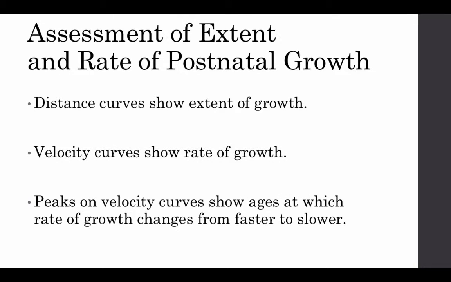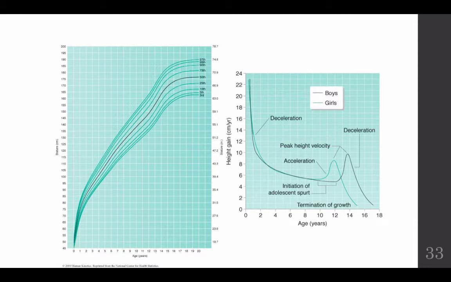When assessing the extent and rate of growth, we have to take into account what each type of graph tells us. Distance curves show us the extent of growth, and velocity curves show us the rate of growth. The peaks in the velocity curve show us the ages at which the rate of growth changes from faster to slower. We can see here on the left, this is a distance curve, and the one on the right is a velocity curve.